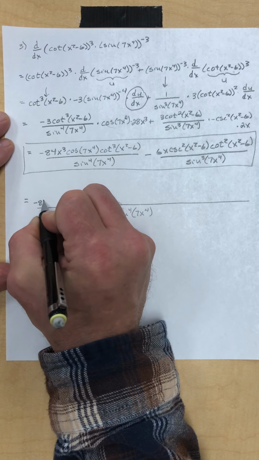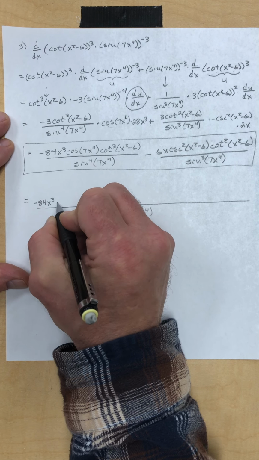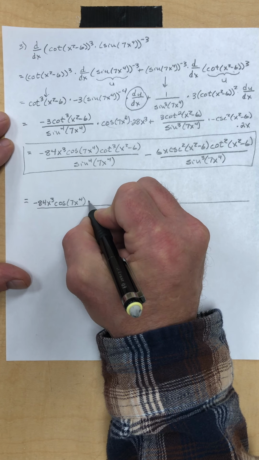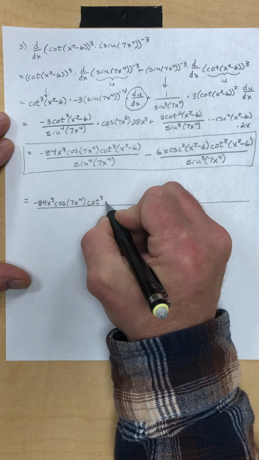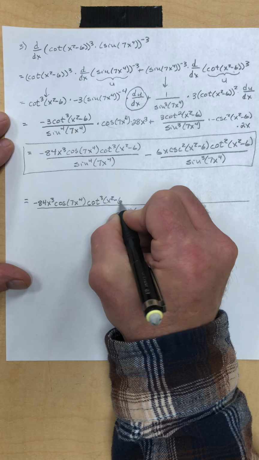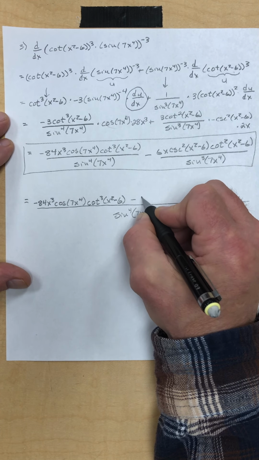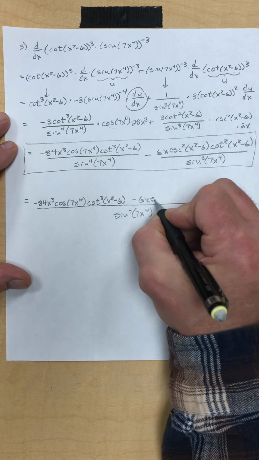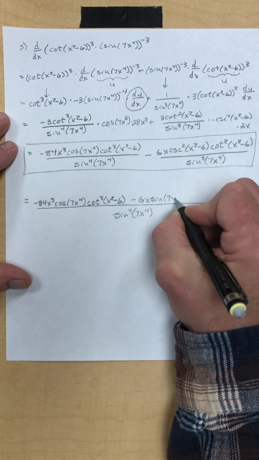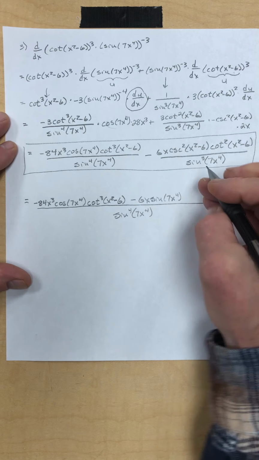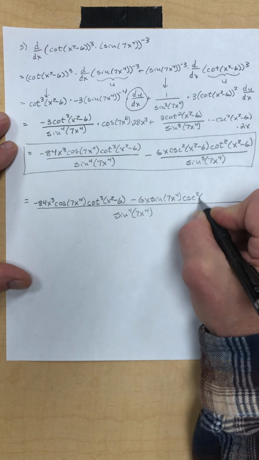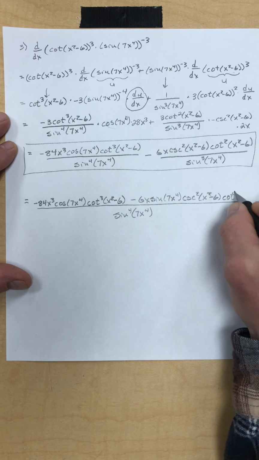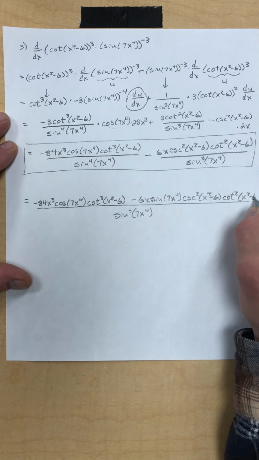So I've got this negative 84x cubed cosine of 7x to the fourth cotangent cubed of x squared minus 6. And let's see, I'm going to have minus 6x. And remember, I have to multiply above and below by sine of 7x to the fourth. So I'm just going to stick that guy right there, sine of 7x to the fourth. But I still have this cosecant squared of x squared minus 6, and I have this cotangent squared of x squared minus 6, like that.